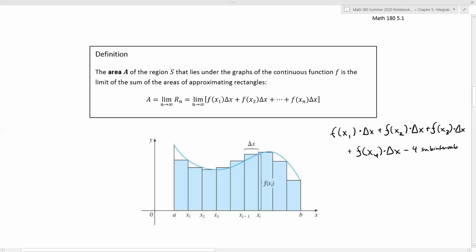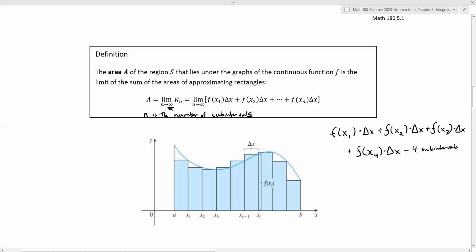But we can actually imagine, what if we wanted to take 8 subintervals? What if we wanted to take 15 subintervals? Or 20 subintervals? Much, much bigger amounts of subintervals. Well, in this case, what if we wanted an infinite number of subintervals? N is the number of subintervals.